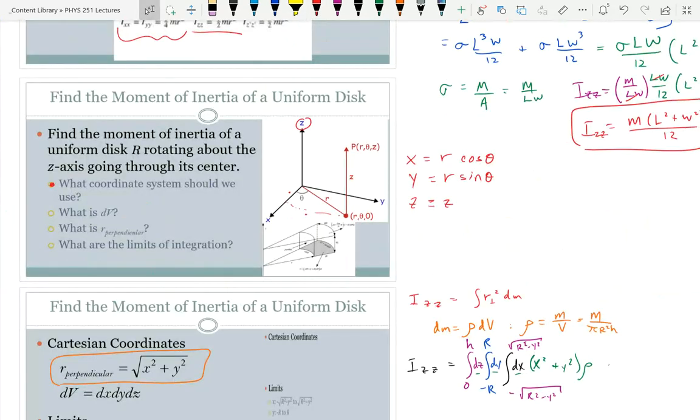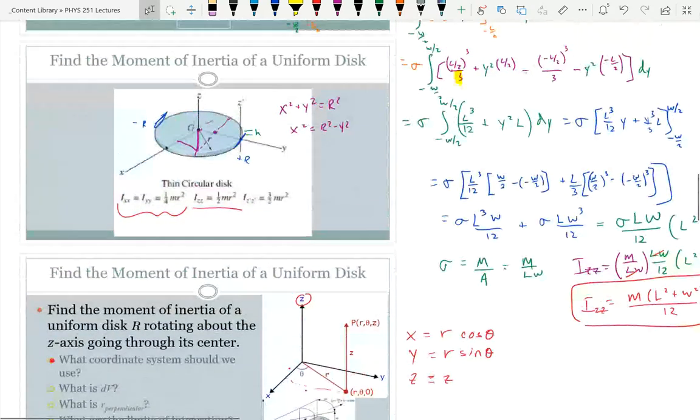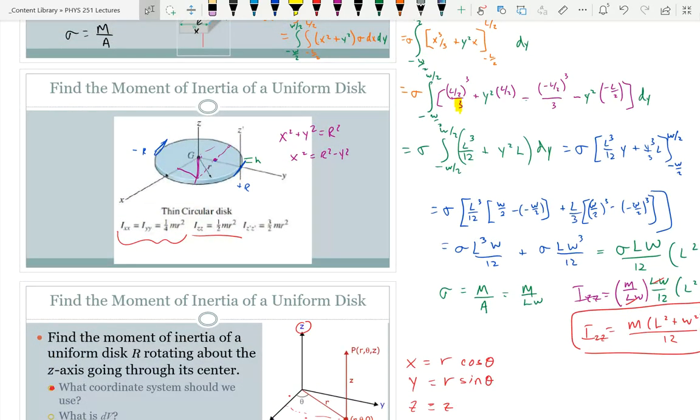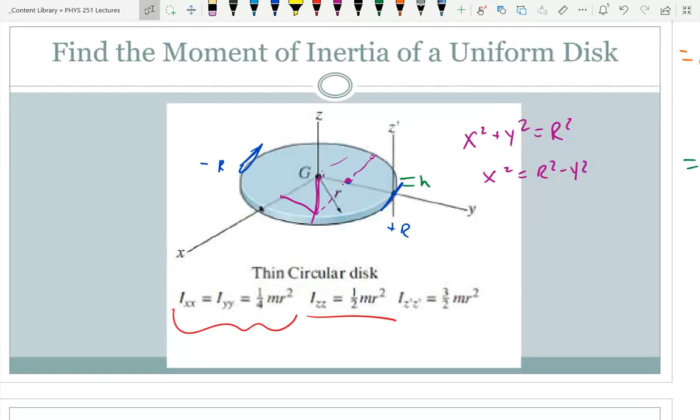All right. I am not going to do the calculation about the y-axis. Why not? Because the symmetry is exactly the same as about the x-axis. I'm also not going to do it about the z prime axis. What that would do is essentially give you a proof of the parallel axis theorem. But what's the point? We've only got 4 minutes left.